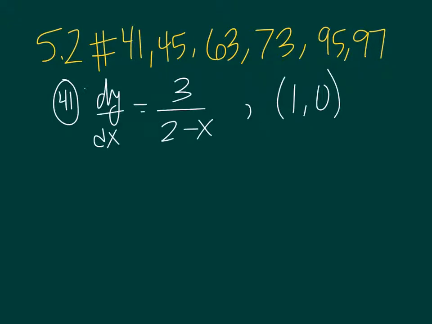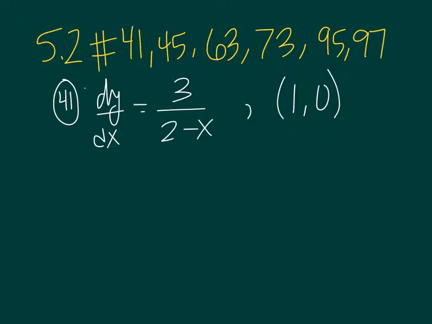Number 41 asks you to solve the differential equation. If you're asked to solve a differential equation, it's basically asking you to take the derivative and find the original function. So I'm given dy/dx and I'm trying to find y. We're also given an initial condition. The book actually also asks us to graph it in your calculator and find 3 solutions. I'll talk about that at the end when we get there.